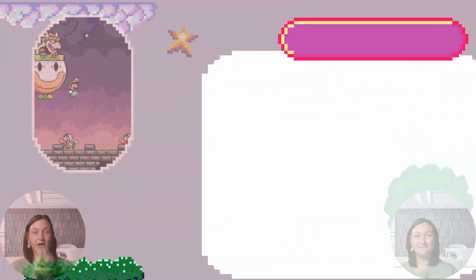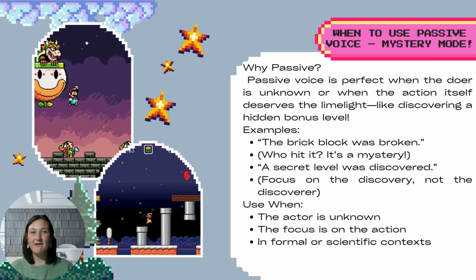We stumble across the second mode that is needed, mystery mode. Remember, we use passive voice when the doer is unknown or when the action itself needs a little bit of limelight. It's like discovering a hidden bonus level. Our examples: the brick block was broken. Who hit it? We don't know. A secret level was discovered. The focus is on the discovery and not the discoverer.